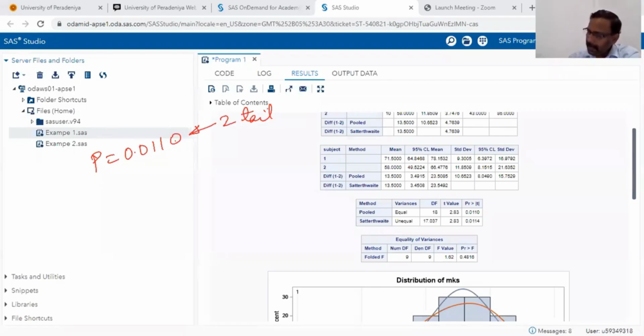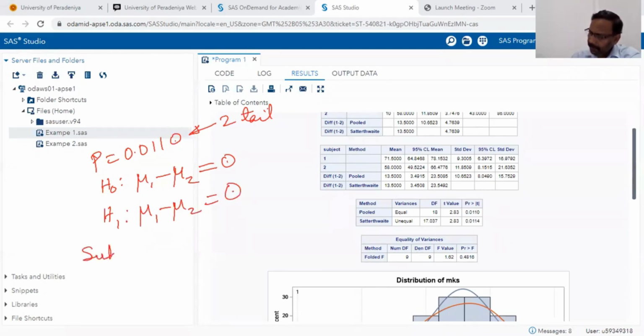Now let's say my null hypothesis is mu1 minus mu2 equals 0. Mu1 minus mu2 not equal to 0. So I said subject 1 is a biology subject. Subject 2, it is mathematics.